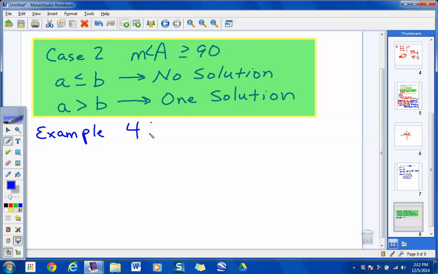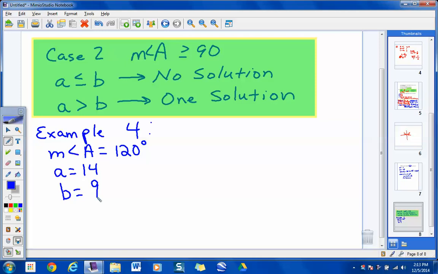Let's go and say the measure of angle A, okay, let's do this, measure of angle A equals 120 degrees. I'm going to tell you that your A value is, how about 14? And the B value is going to be 9. Okay?